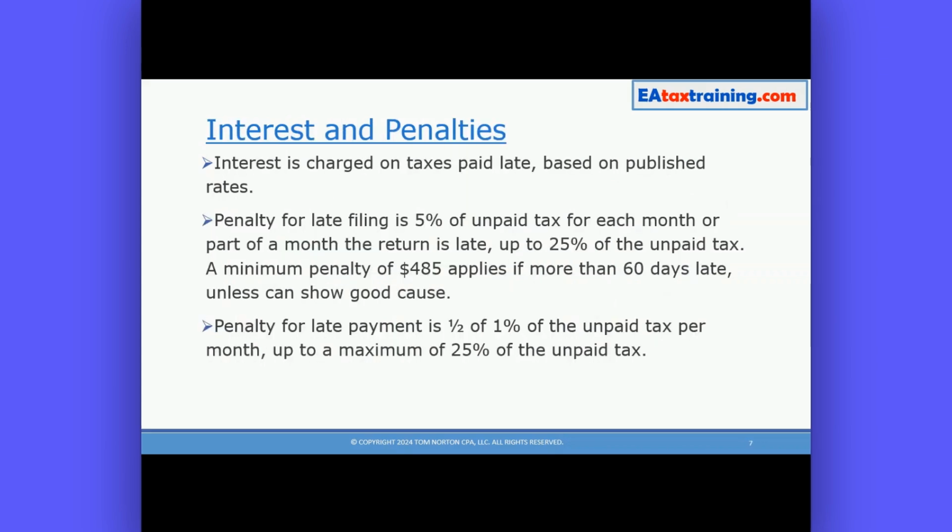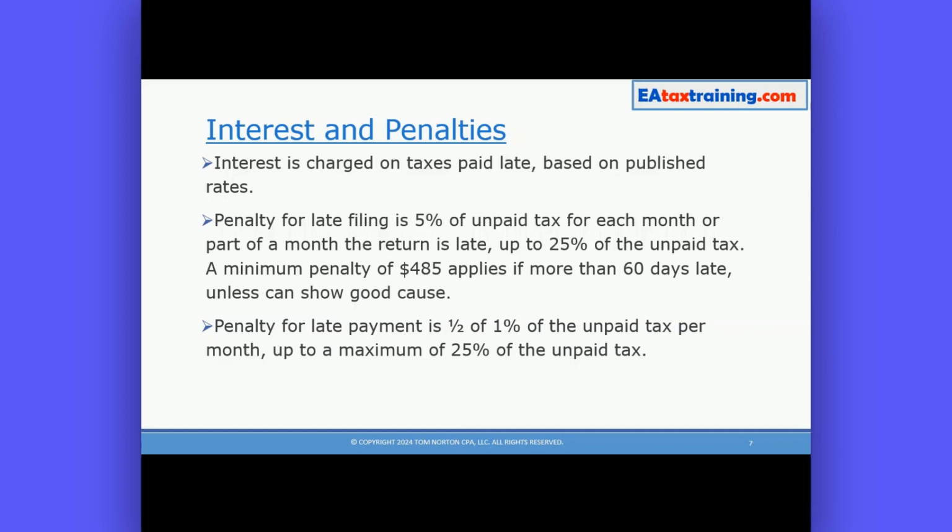Interest and penalties: if the corporation pays late, there is going to be interest charged, and then there is a penalty. The late filing penalty is, like individuals, 5% of the unpaid tax for each month or part of a month, up to 25% total of the unpaid tax. And then there is a minimum penalty of $485 if it is more than 60 days late, unless the corporation can show good cause for why it was late.